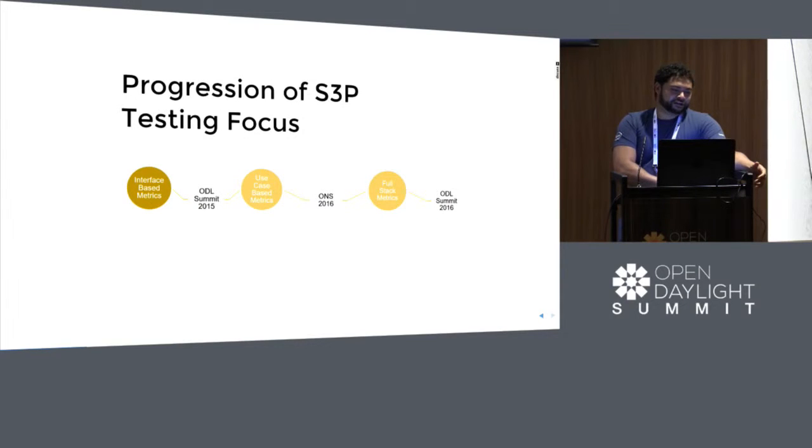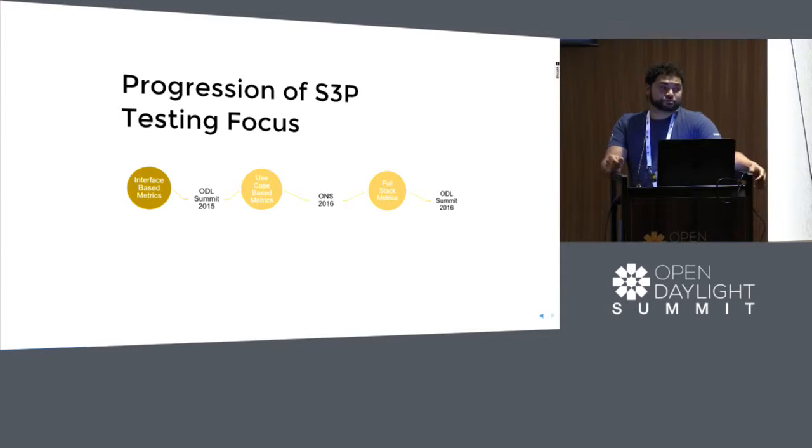So, the progression of S3P testing focus. I've talked previously about S3P at OpenDaylight Summit, ONS 2016, and the ODL Developer Forum. Over time, how we talk about this problem has changed inside the OpenDaylight community, and how we want to actually create the tests. The first discussions were very interface and component based. The issue with focusing on interfaces or specific components is that it excludes other pieces that have large impacts on recorded S3P metrics.